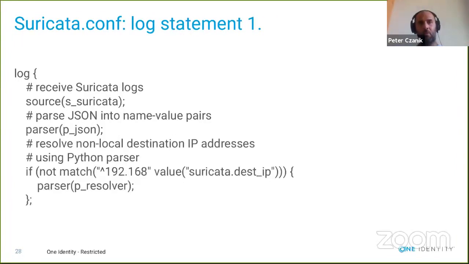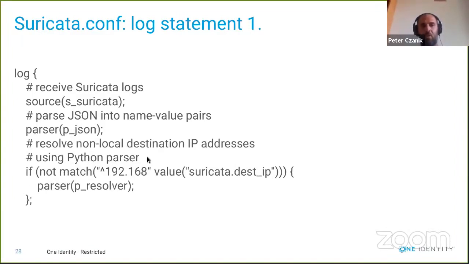And here we have a log statement. It's quite a long one, as with recent versions, it's easy to add additional logic, not just the source, filter, destination, but a lot more. So what you see here is that we have the Suricata source that we defined earlier, and we reference it from here. Then the JSON parser is referenced.